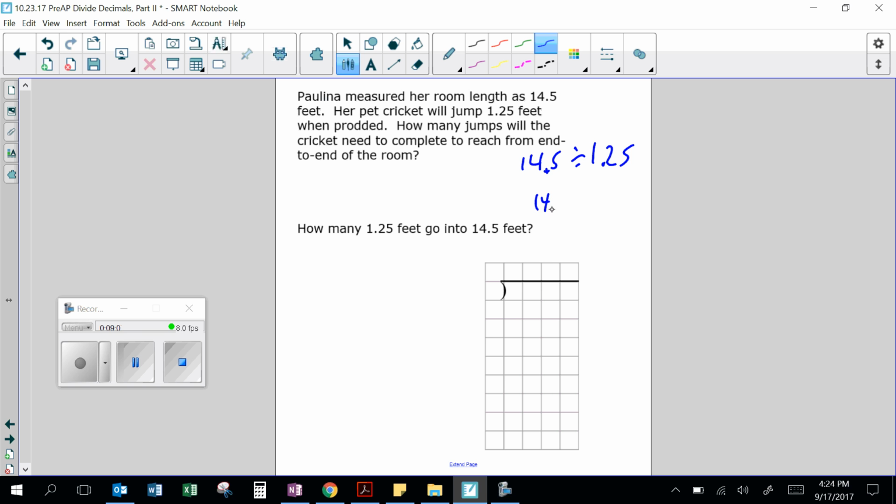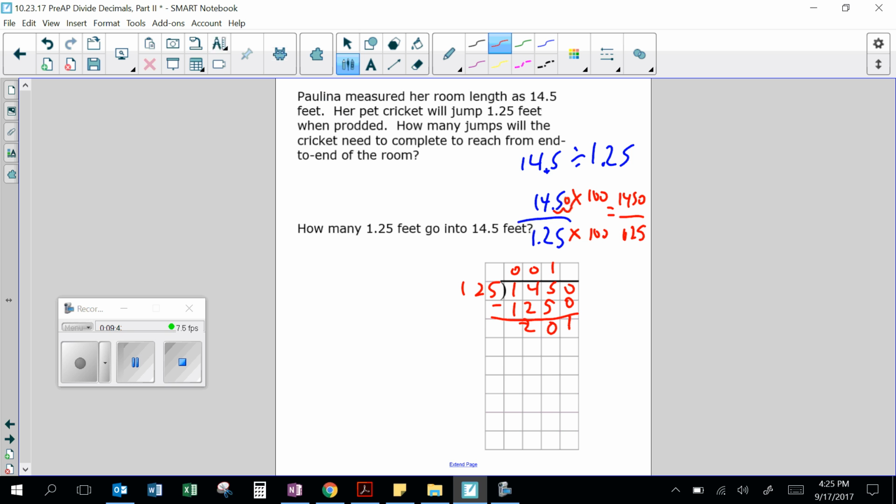So let's write this as a fraction. What power of 10 should I multiply this by? By 100. This is in the hundreds place. So that's 125. And if I multiply this by 100, that would be 1,450. So how many groups of 125 go in 1? 0 times. Into 14? 0 times. Into 145? 1 time.